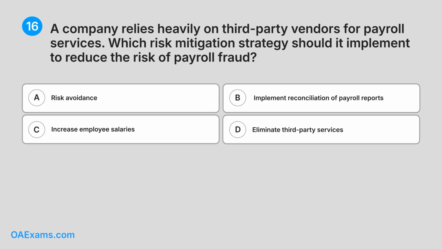16. A company relies heavily on third-party vendors for payroll services. Which risk mitigation strategy should it implement to reduce the risk of payroll fraud? A. Risk avoidance. B. Implement reconciliation of payroll reports. C. Increase employee salaries. D. Eliminate third-party services. What do you think is the answer?